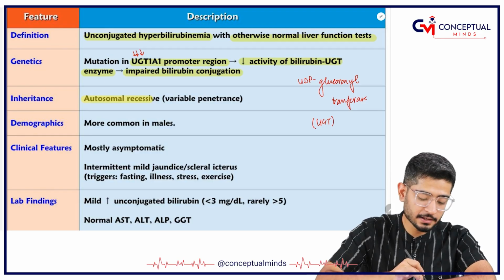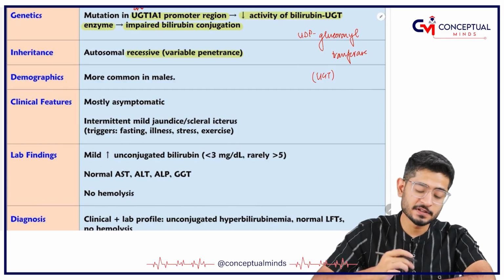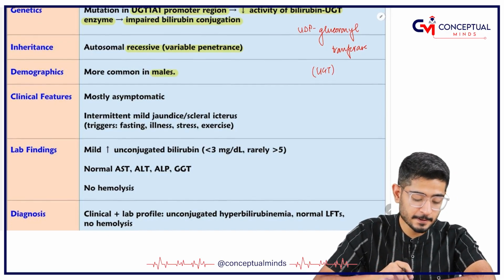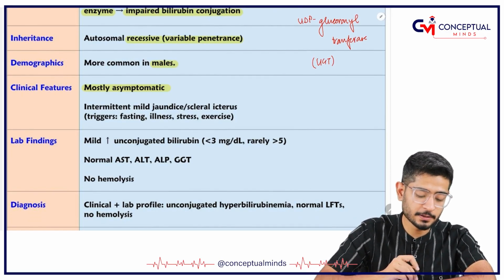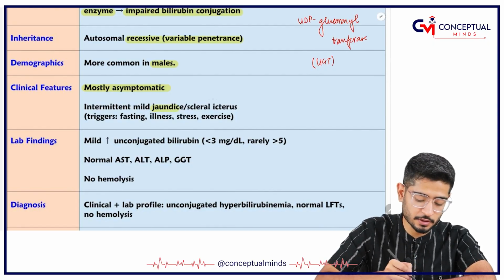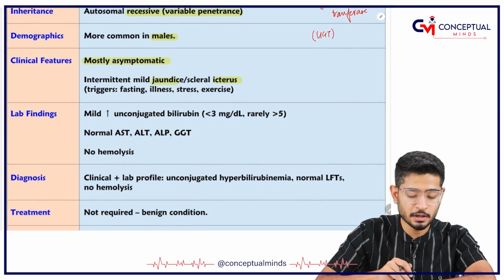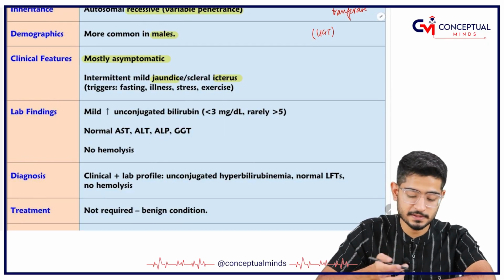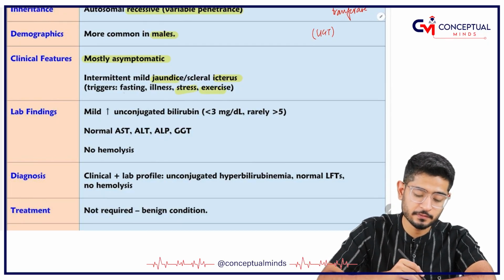This entire thing of Gilbert syndrome is an autosomal recessive trait. It is more commonly seen in males. It is mostly asymptomatic, okay, but of course some jaundice and icterus is going to be there, especially when the metabolism is high, like stress, exercise, fasting.